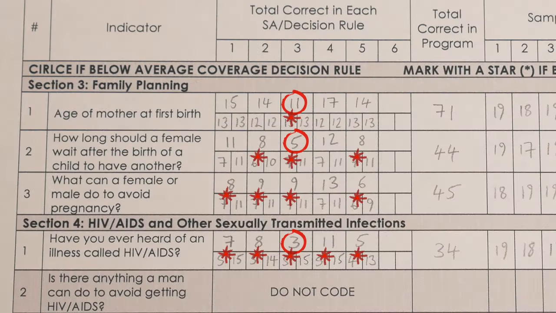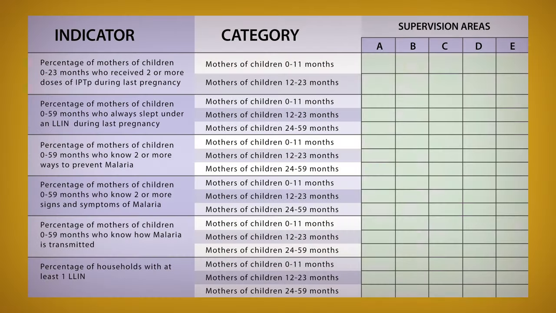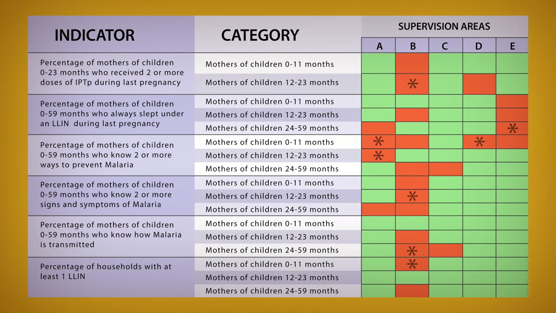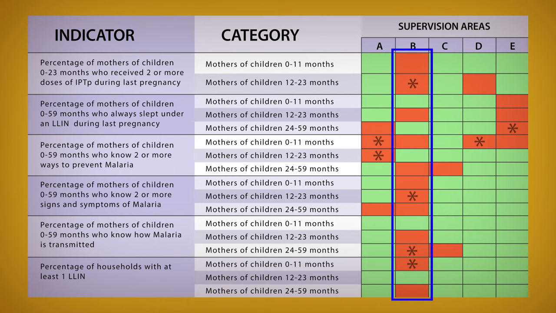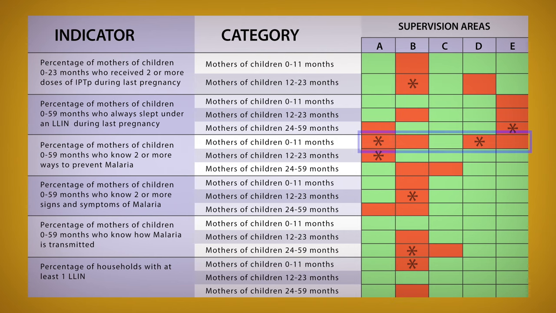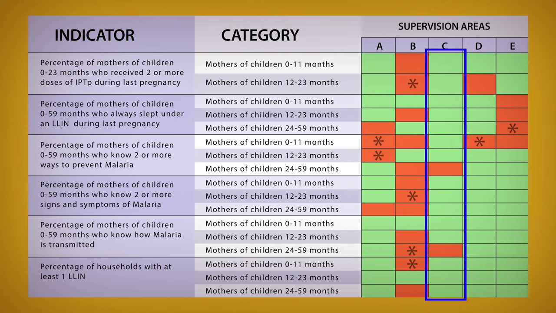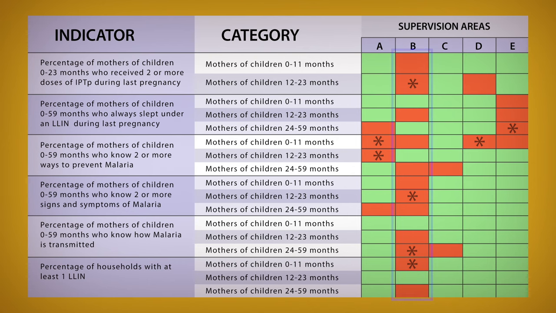With the information from our table, we can see how different supervision areas are performing with different indicators. Perhaps there are supervision areas which are performing badly in a number of interventions, and we'll need to find out why. Perhaps there are interventions which are not working that well anywhere, and we need to re-examine the program. We can see where our program is on track and meeting its targets, where we can simply maintain the level of attention we're already giving, and which areas will need special attention.